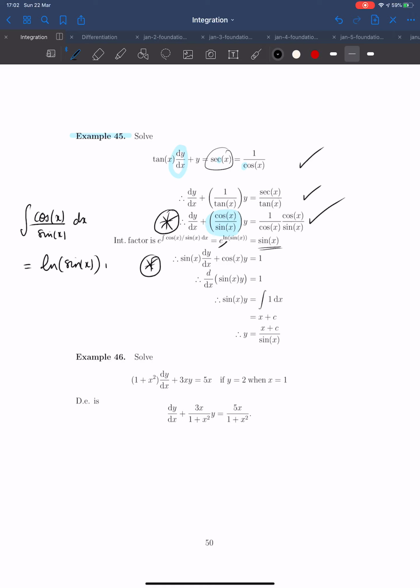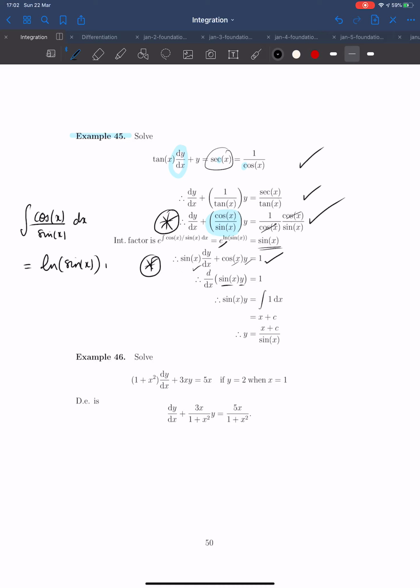So we get sin x dy by dx plus cos x times y equals, they've already cancelled, we've got 1 over sin x multiplied by sin x is 1. And then this side is always d by dx of the integrating factor times y. So if you do a trick, look, first times the derivative of the second is that one. Second times the derivative of the first is that one.